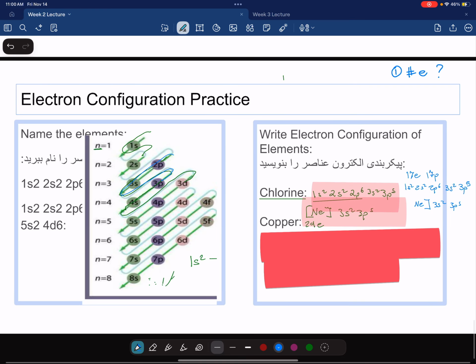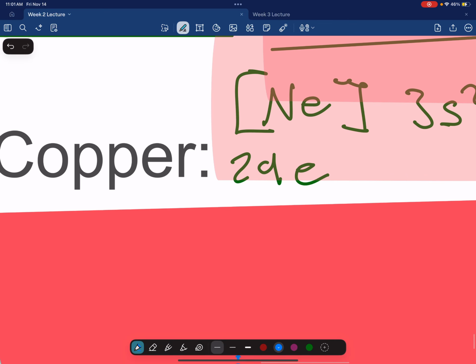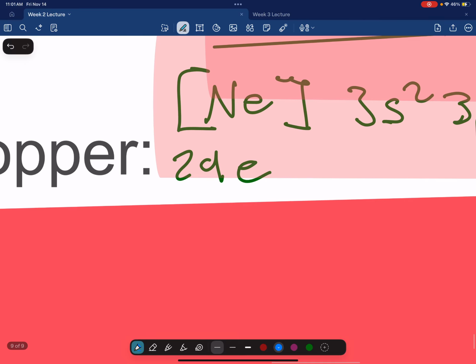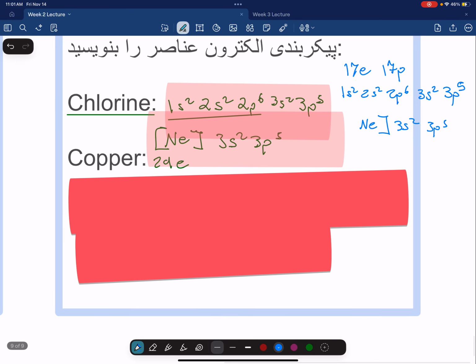And then if you want, just to test your understanding, you are more than welcome to pause the video and go over copper and how to do that one. And then now we're going to work on it together. So we know that copper has a total of 29 protons, meaning that it has a total of 29 electrons. And we want to represent that in electronic configuration.